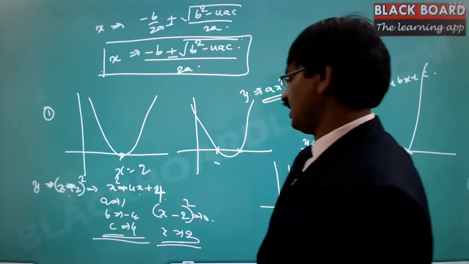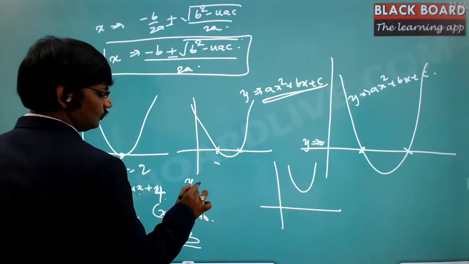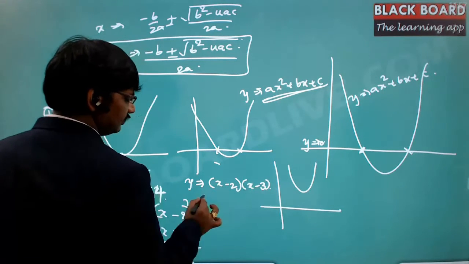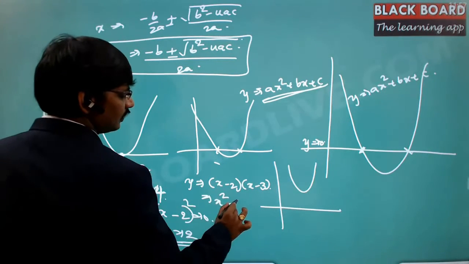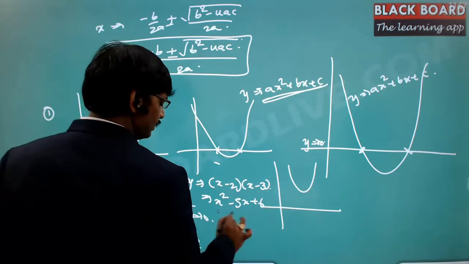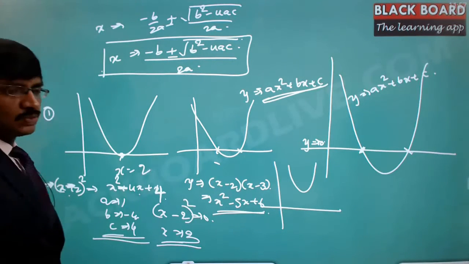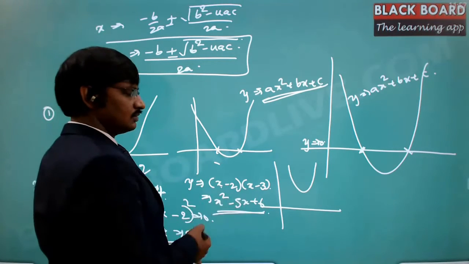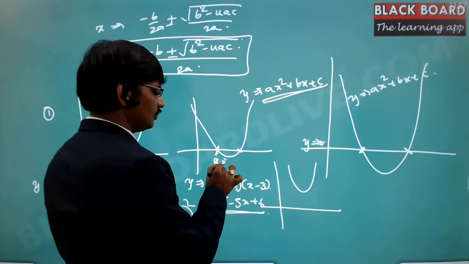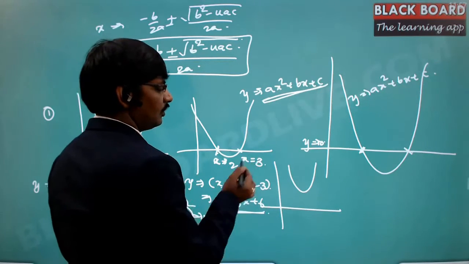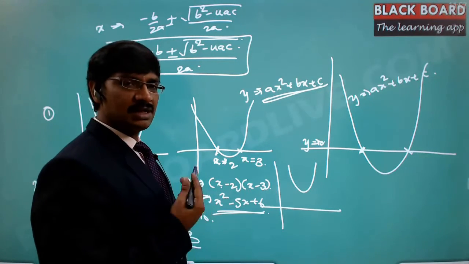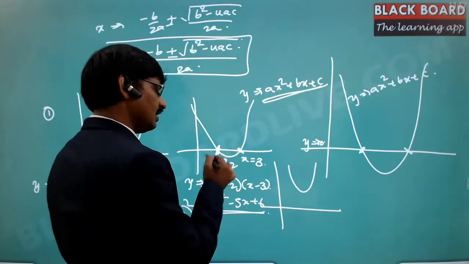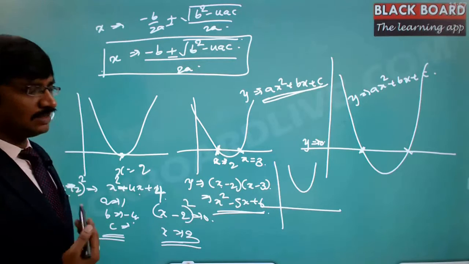Suppose I take the curve y is equal to (x minus 2) into (x minus 3). If you expand it, this is x square minus 5x plus 6. If I try to draw this curve, you know that at y is equal to 0, the x values are 2 and 3. That means this is x is equal to 2 and this is x is equal to 3. There are two places where it is cutting the x-axis and going. So this is the curve. This is one place and this is another place where the curve is cutting and going.